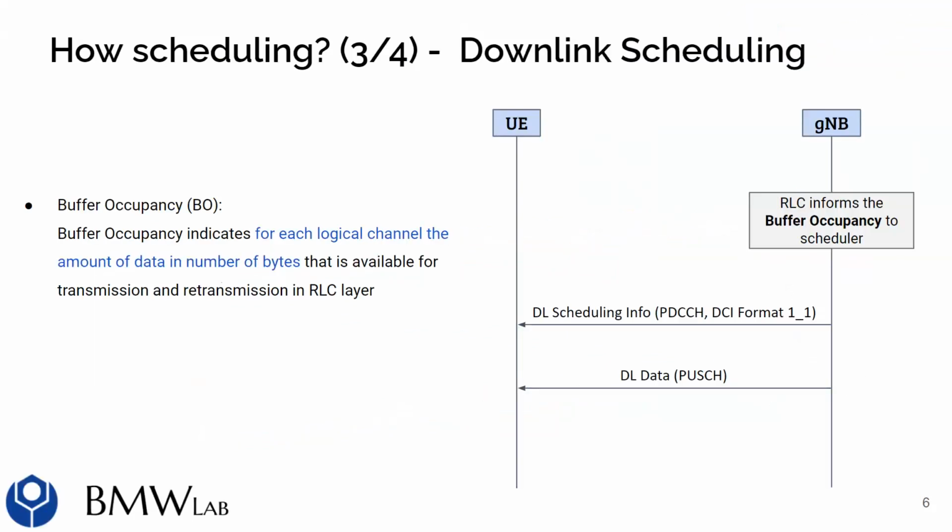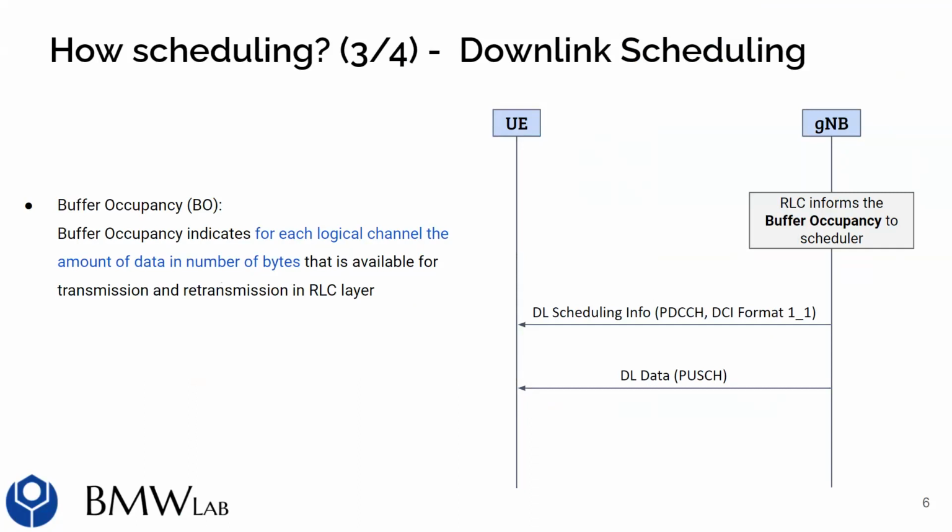Okay, and here I will take a real example for the downlink scheduling. As you can see, on the right hand side is the message sequence chart, and inside the gNB, the RLC layer will inform the buffer occupancy to the scheduler. So what is buffer occupancy? Buffer occupancy indicates the amount of data from the upper layer. So the scheduler can know how much data from the upper layer wants to be transmitted to the UE through a downlink channel.